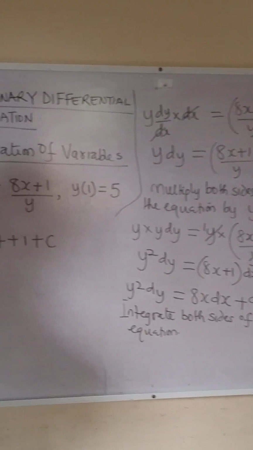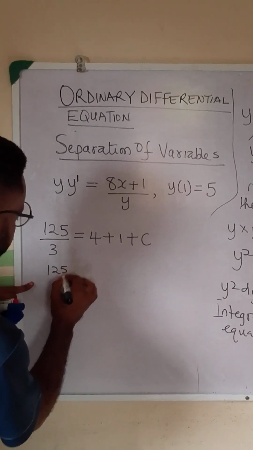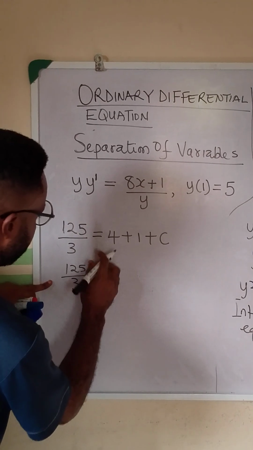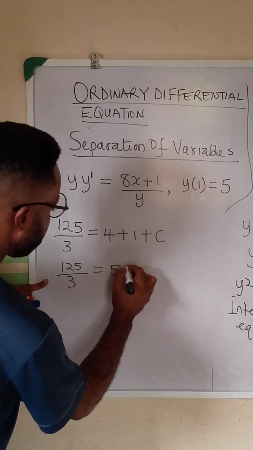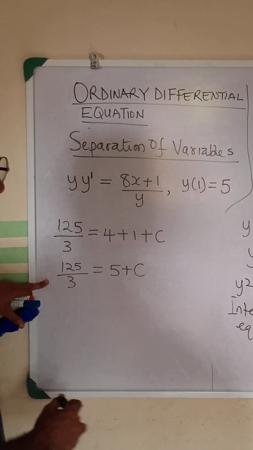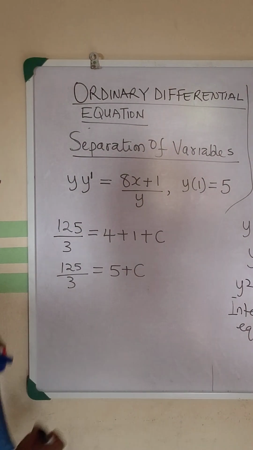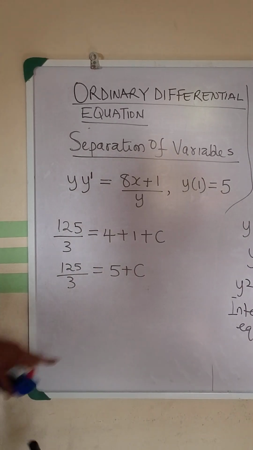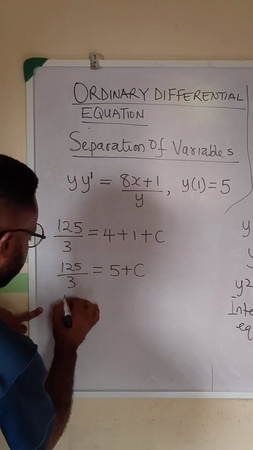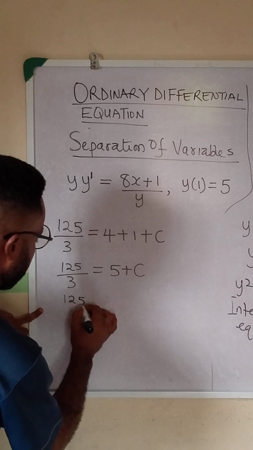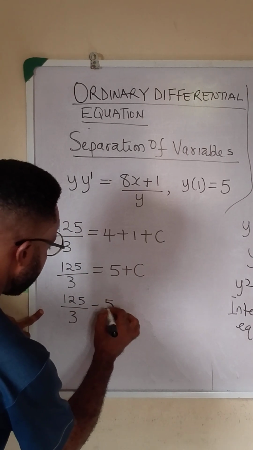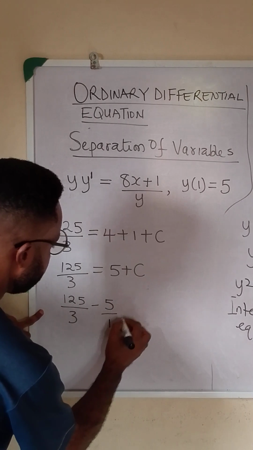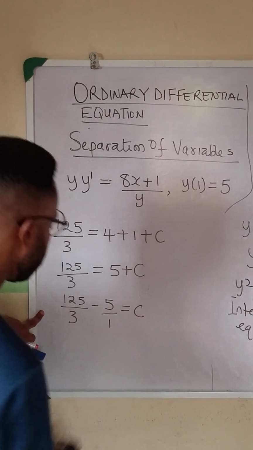And so this is equal to 125 divided by 3, equal to 4 plus 1 is 5, plus c. Because we are looking for the value of c, we have to move 5 to the other side so c can stand alone. So we are going to have 125 divided by 3 minus 5. And so we can find the reciprocal and equate it to c.